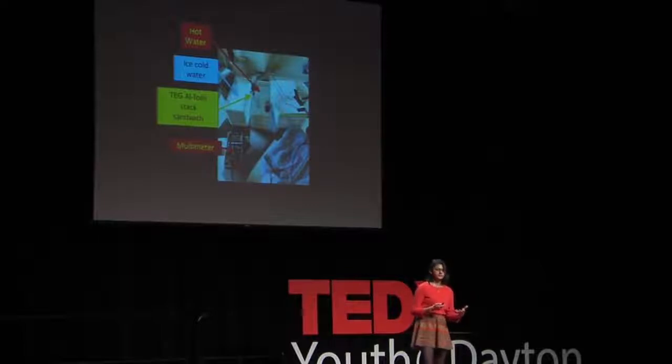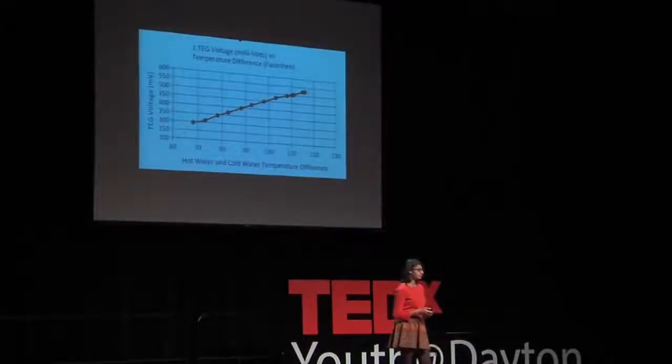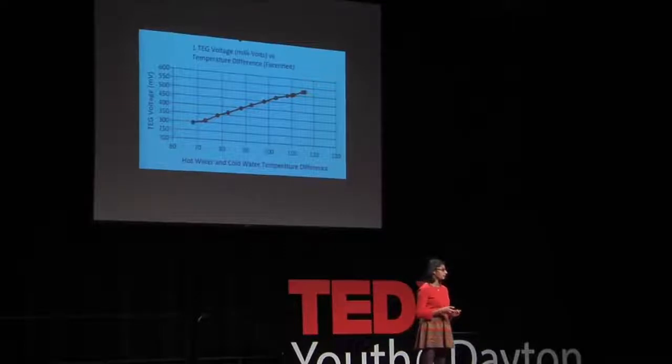I completed multiple experiments with this type of setup to analyze how the temperature difference between the hot water and cold water was affecting how much voltage and current I was able to produce. Now, after doing some analysis, I realized that as the temperature difference between the hot water and cold water increased, the amount of voltage and current I was producing also increased.